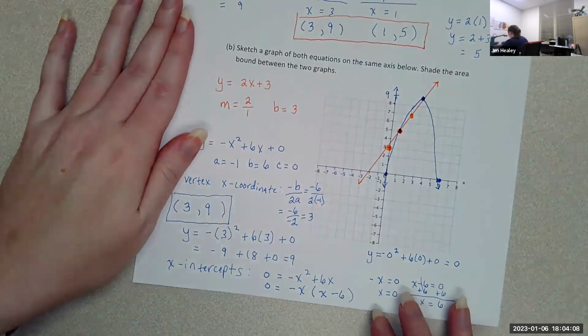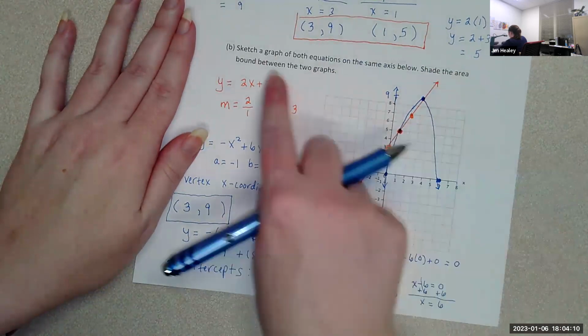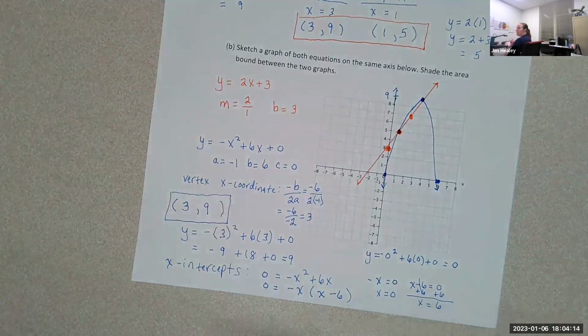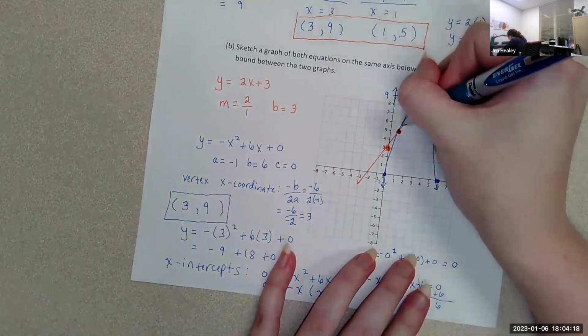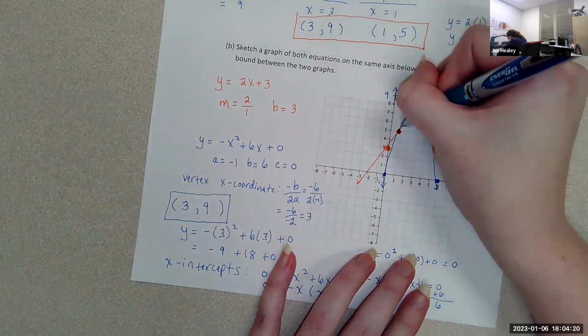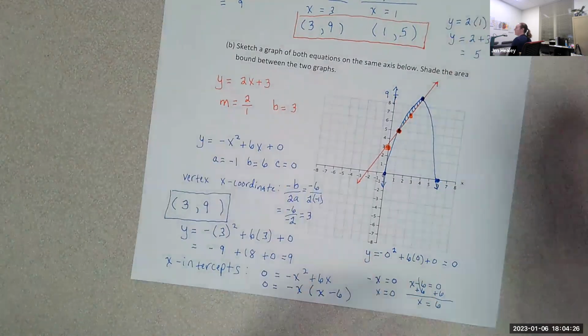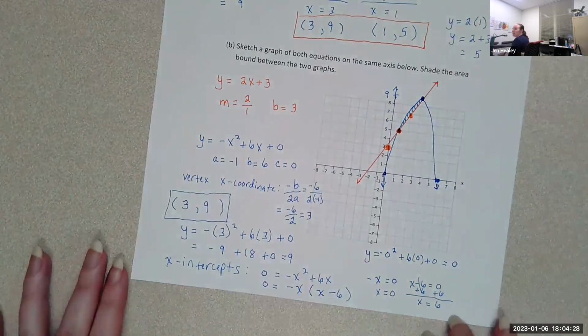Okay. And then it says shade the area bound between the two graphs. This is something that you do in calculus a lot, where they'll say, find the area that's between the two graphs. That's what it means to be bounded. So between these two graphs is this little sliver right here. That's my shaded area between the two graphs.